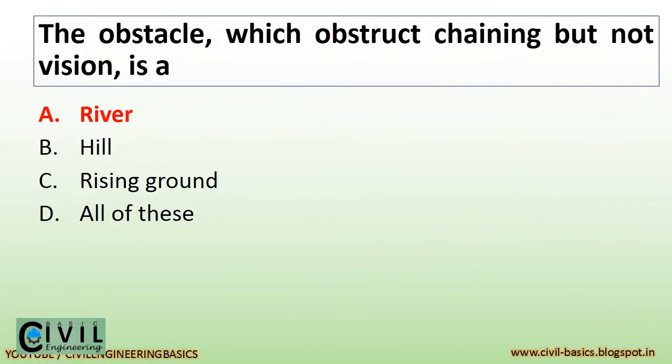The obstacle which obstructs chaining but not vision is a river.